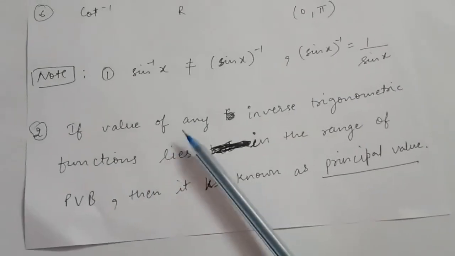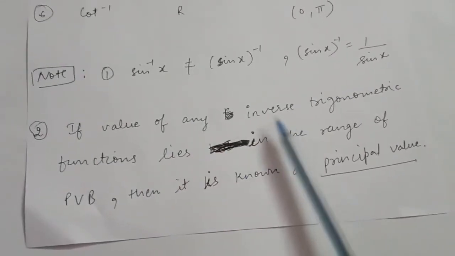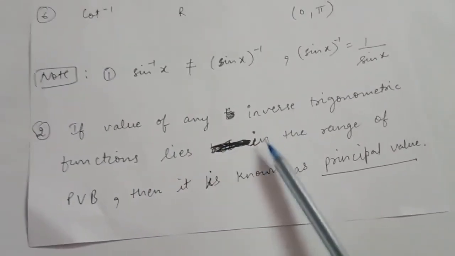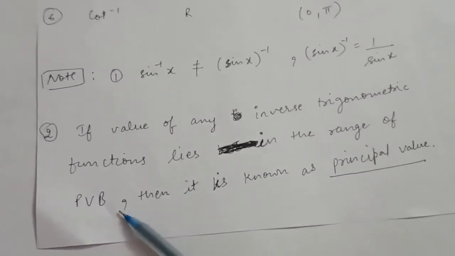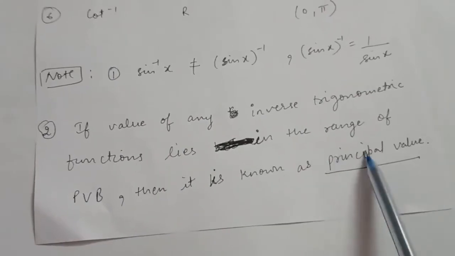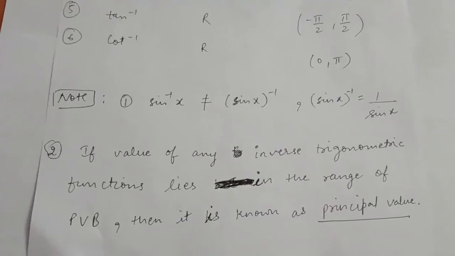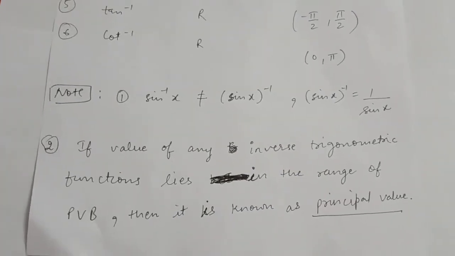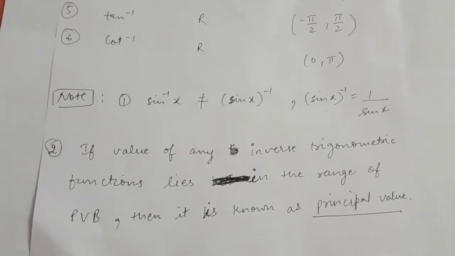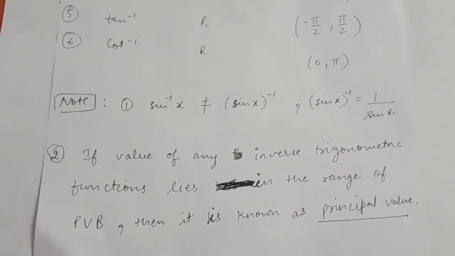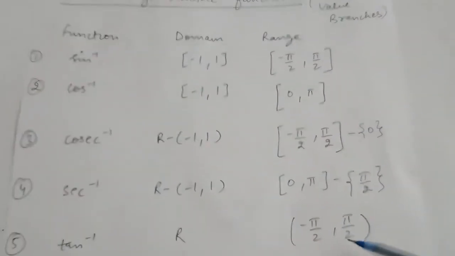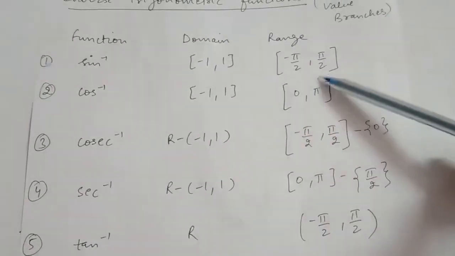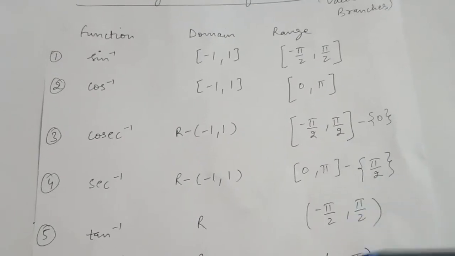Second is, if the value of any inverse trigonometric function lies in the range of the PVB, that is the principal value branch, then it is known as the principal value. So in the first exercise of chapter 8, we will do this only. We will find the principal values. And principal values are those that lie within the range of the principal value branches.